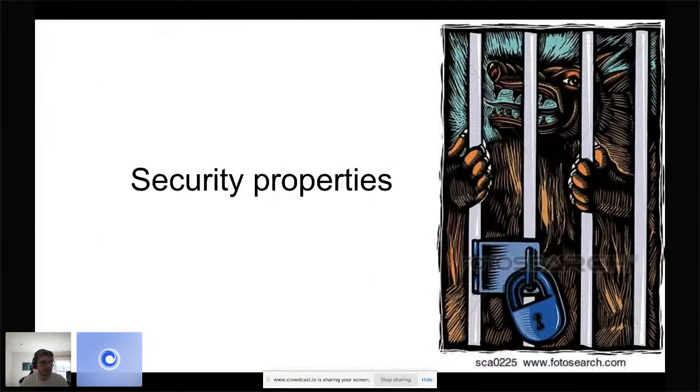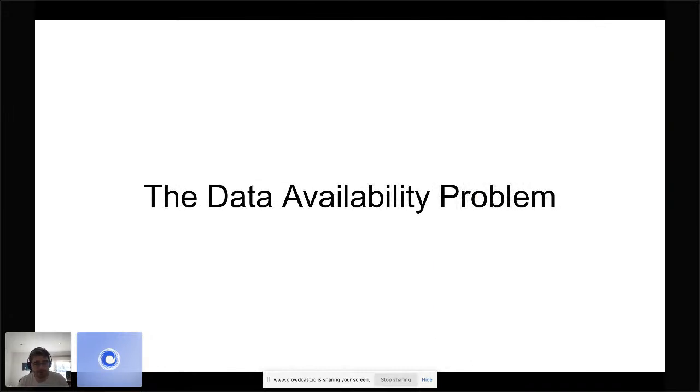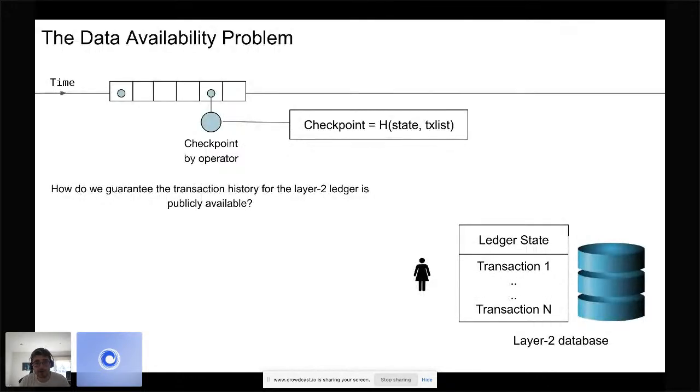So, security properties: what does it mean to be secure for a layer 2, a commit chain, a rollup, etc.? The first one is the data availability problem. Remember, what the sequencer has to do is post checkpoints to Ethereum. The checkpoint is typically the hash of the ledger state and the list of transactions. Given the transactions and the previous state, you execute and recompute the new state of the layer 2 database. There's a commitment to that stored on Ethereum.